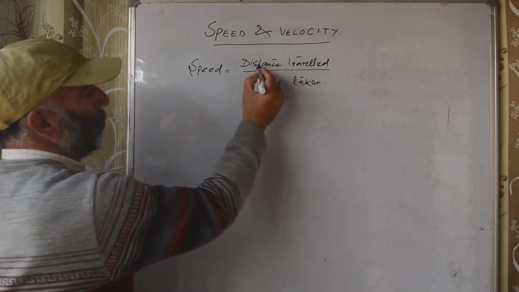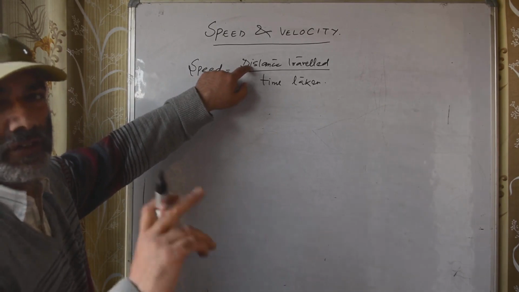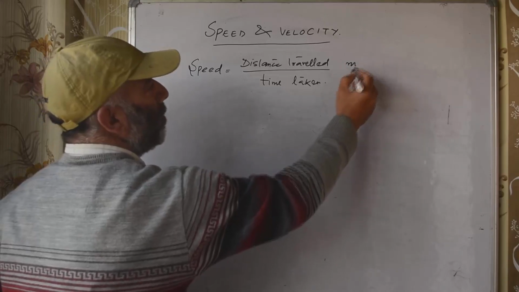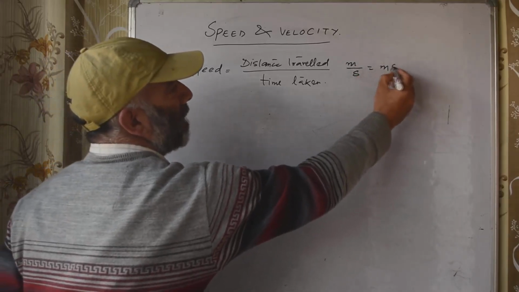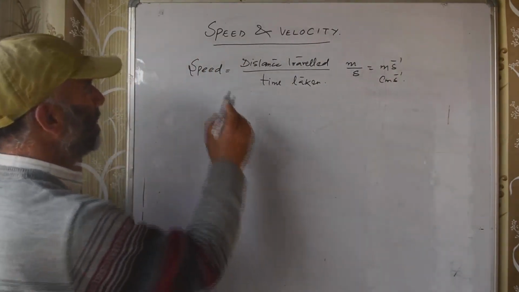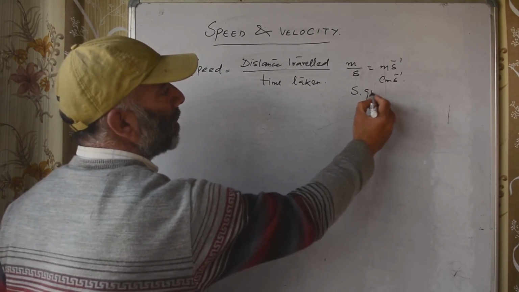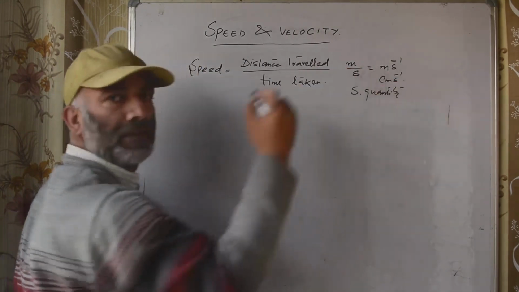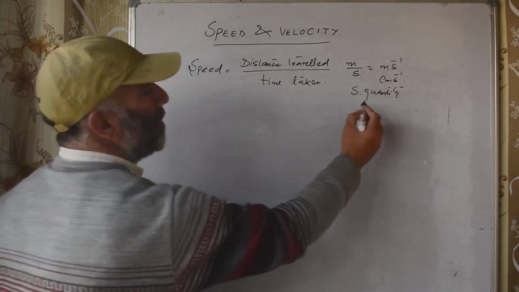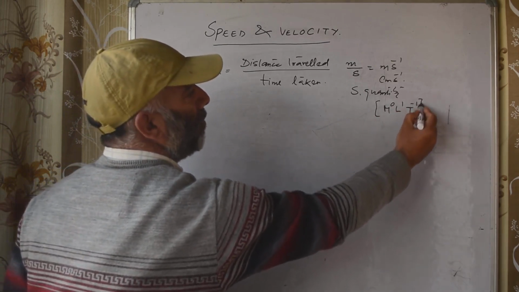So from this equation we can write, since distance has the unit of meter or centimeter, the speed will have the unit meter divided by second, that is meter per second or centimeter per second. And remember students, since distance is a scalar quantity, speed is also a scalar quantity. Also remember, speed has the dimensional formula M^0 L^1 T^-1.